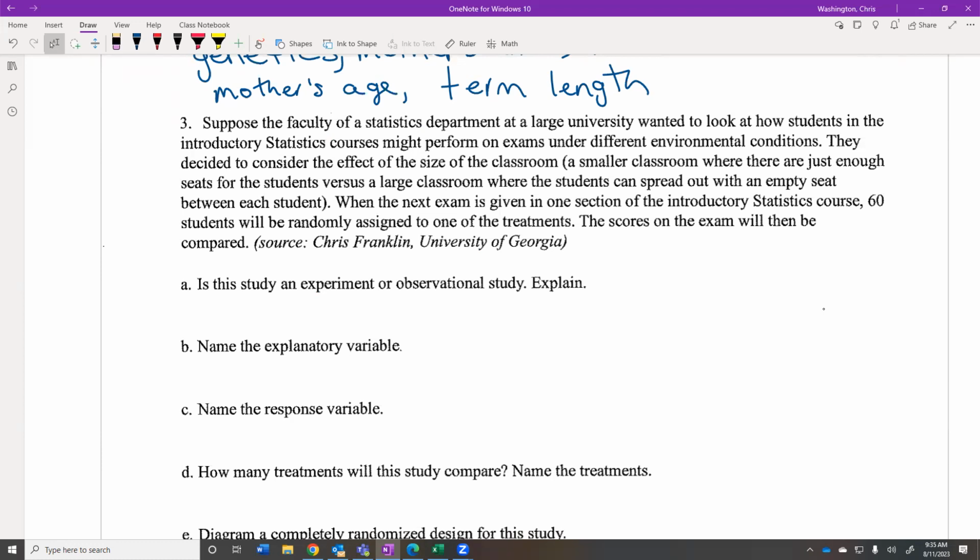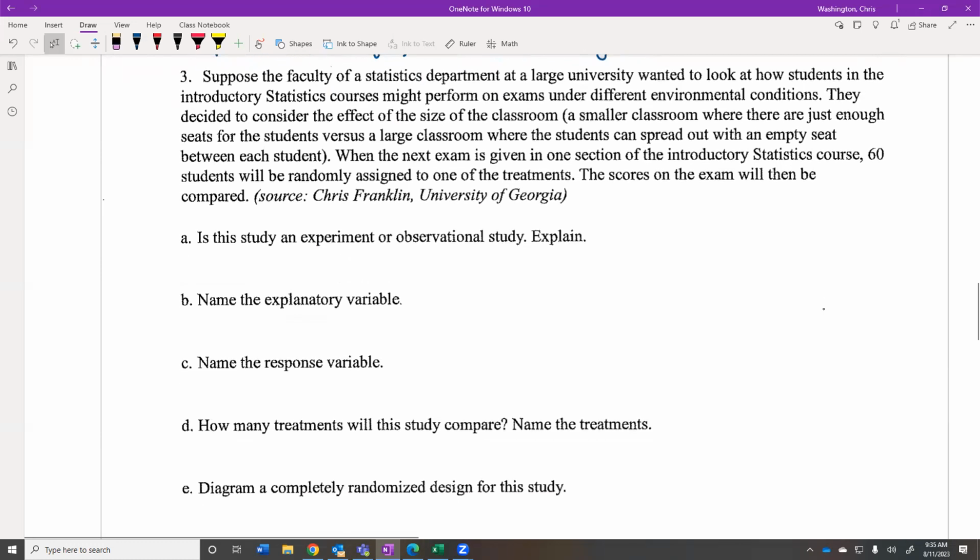Like, hey, we got a test coming up. I'm going to randomly select 20 of you to go to the large classroom, and I'm going to randomly select 20 of you to go to a smaller classroom. And at the end of the day, we compare the two groups' test results. So in this case, an experiment would probably be best.